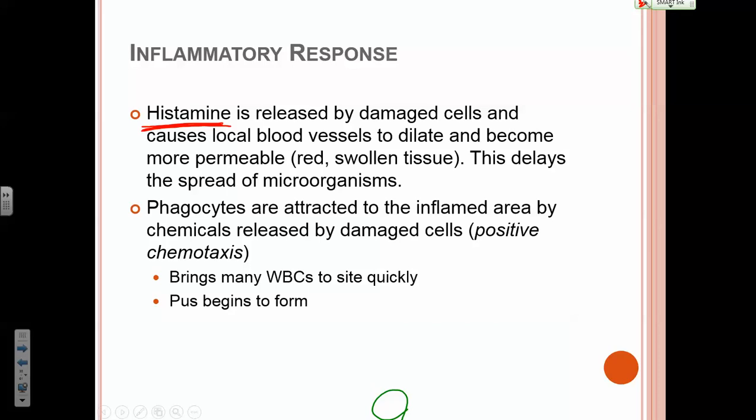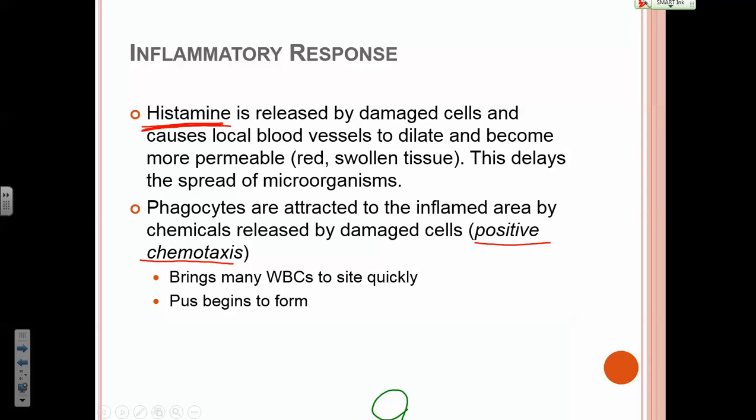Phagocytes are attracted to the area, and this is where some of the white blood cells come in. Some of these phagocytes exhibit a process called positive chemotaxis. Taxis means movement, doesn't it? Chemotaxis means movement in response to a chemical. Positive chemotaxis means movement toward the chemical. A lot of phagocytes exhibit that process. Damaged cells release chemicals that attract phagocytes. So phagocytes like neutrophils come there, and they can phagocytize the pathogen.